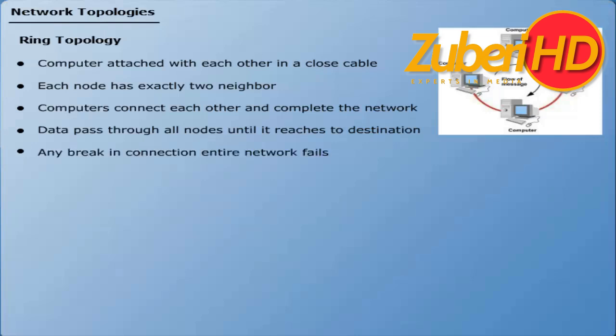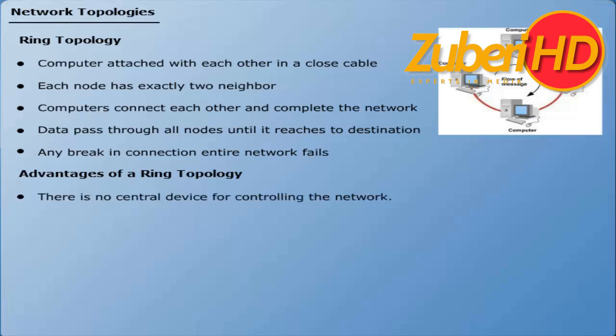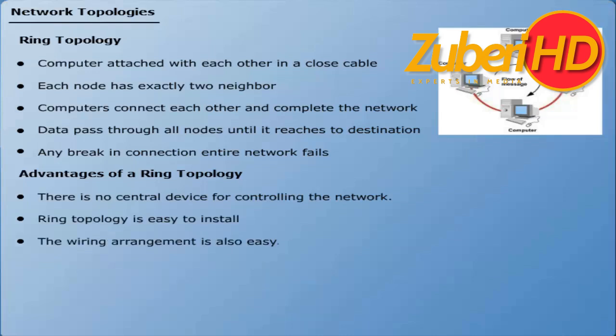Advantages of a ring topology. Number 1. There is no central device for controlling the network. Number 2. Ring topology is easy to install. Number 3. The wiring arrangement is also easy.